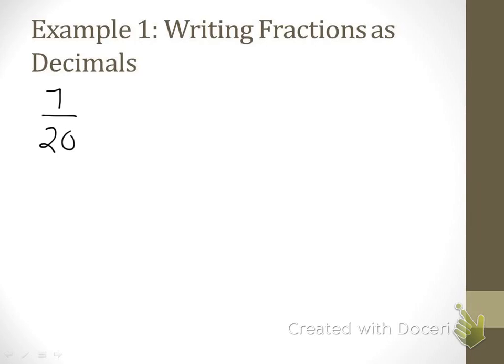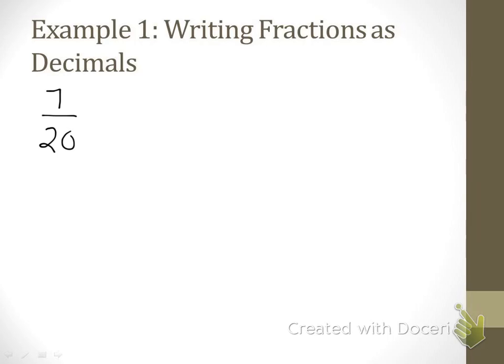If you don't, do it the second way. If you have the Casio, enter it as a fraction, press the equal sign, and then change it to a decimal with your S to D button. When you hit the S to D button, what do you get? What's your decimal? 0.35. Having that calculator is going to be beneficial, especially when it comes to reducing fractions, because you can reduce fractions on your calculator.